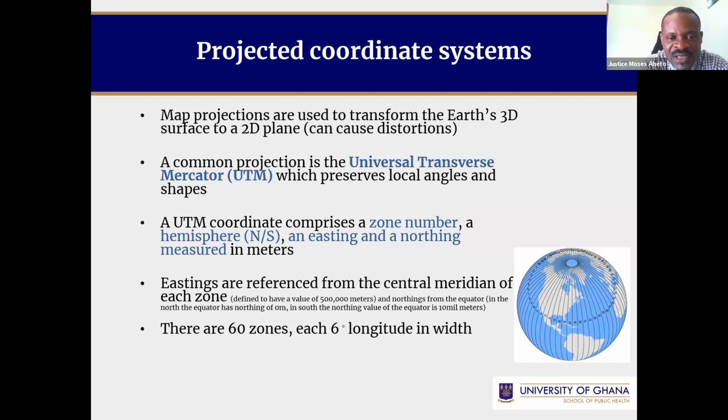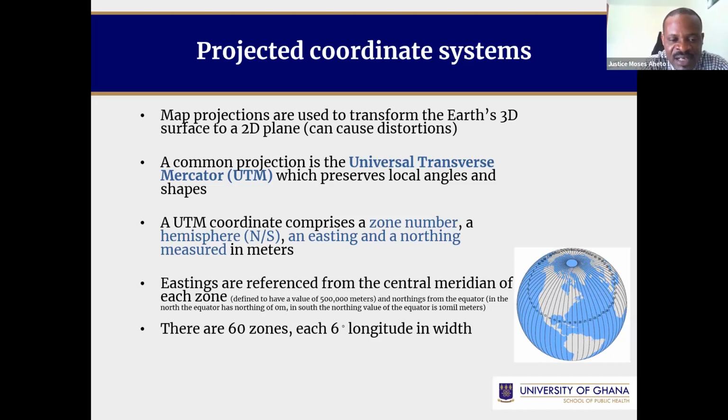And a common projection, which some of you might also know, is what we call the Universal Transverse Mercator, that's UTM, which preserves the location, angles and shapes. And the UTM coordinate comprises a zone number, a hemisphere, an easting and then a northing, measured in what? Meters. And of course, these meters can also be converted to kilometers if you want. Okay. So what matters is that you're transforming from a 3D to a 2D.